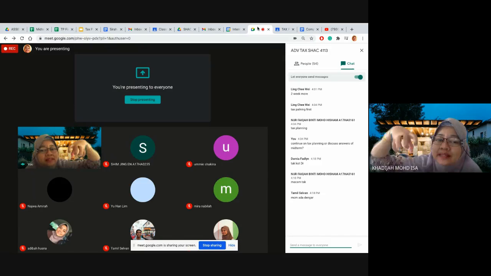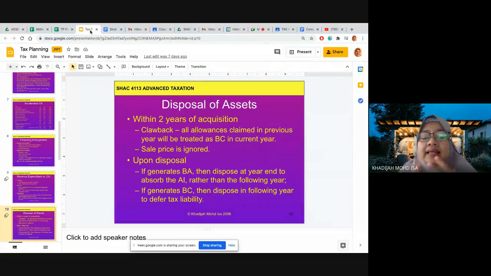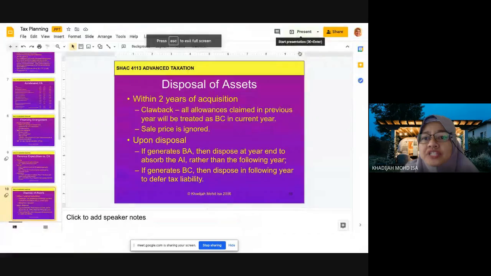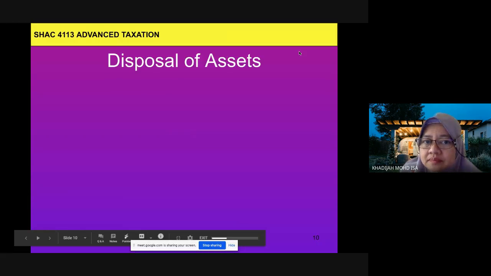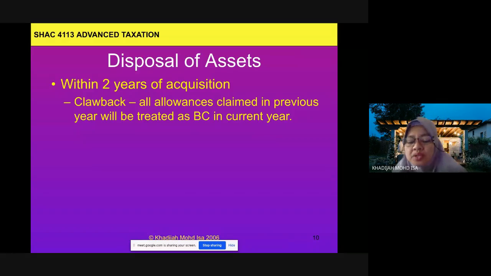Okay, the clawback. It means that whenever there's a disposal of an asset, and that asset was purchased, the disposal takes place within 2 years from the date of acquisition. So within 2 years, you have to check when you acquire the asset and when you dispose the asset. So if the disposal of the asset is within 2 years, and plus there's no commercial justification. Commercial justification means that you dispose the asset on a whim. You buy and you don't like it, then you dispose of it.